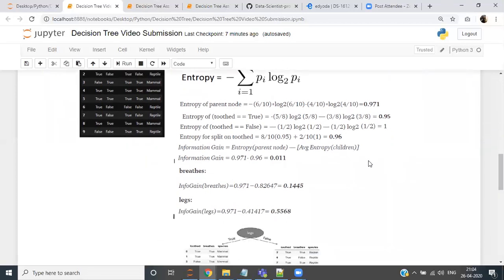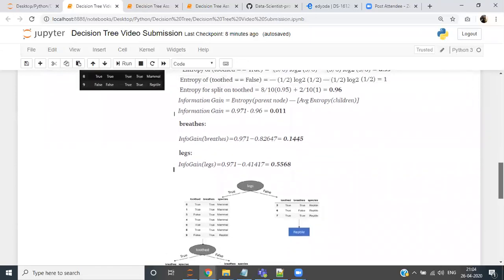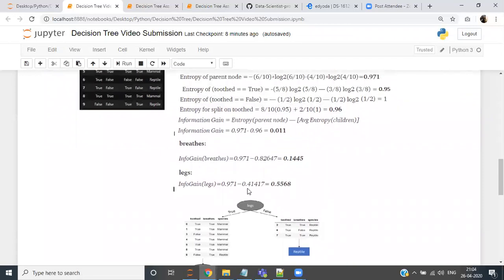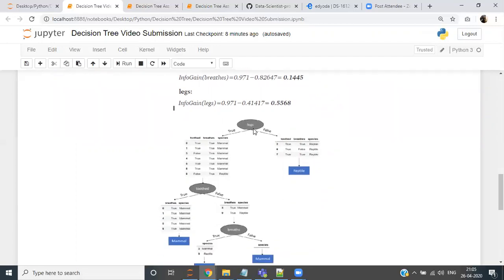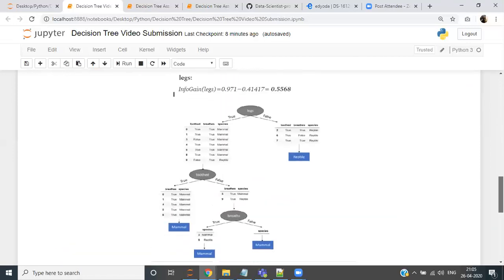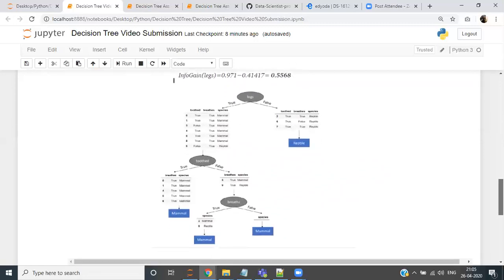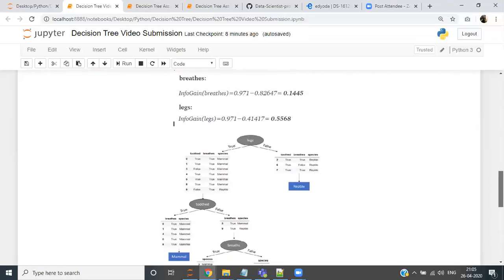Similarly, we calculate the entropy for all the other features, that is for breathes, for legs and everything. Once it is done, we see that out of all these, legs has the maximum information gain. And that is how we select what would be the root of our tree. So legs is the root of our tree, followed by tooth, followed by breathes, and that is how the data gets divided at each step, giving us a tree. Isn't that interesting?